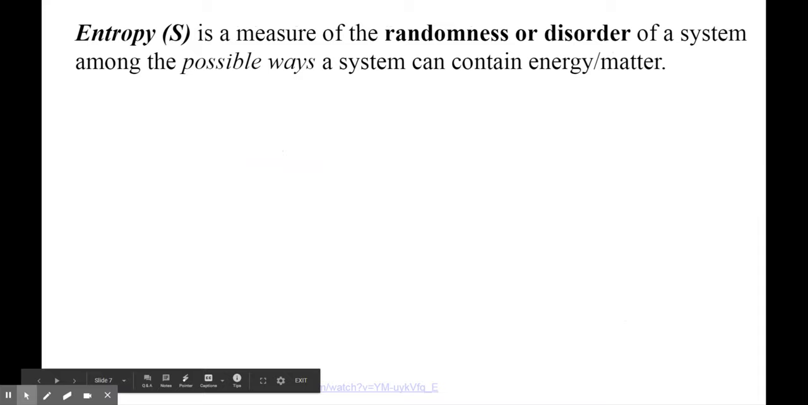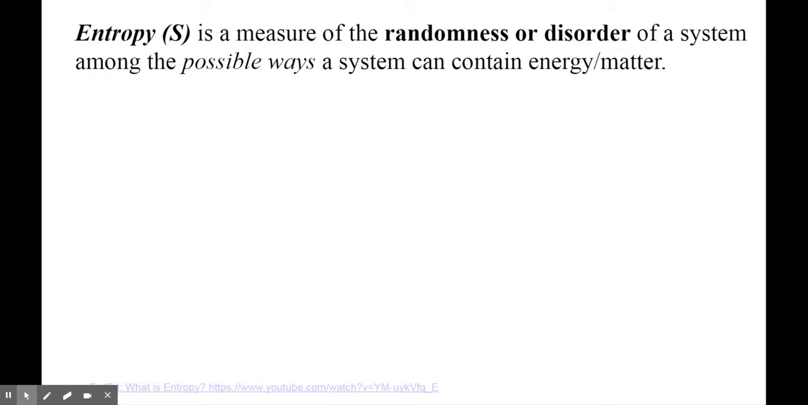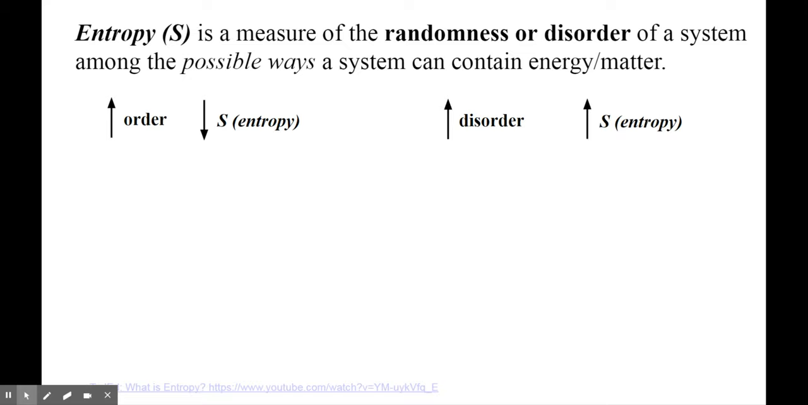So I've talked briefly about this before. It's a measure of randomness, disorder of the energy or matter in a system. You could think of it as all the different possible ways it could be arranged. So we say if the order goes up, then that means there is less entropy. But if disorder goes up, if it's more random and more chaotic, then that's an increase in entropy. And so we're always going to be talking generally about the change in entropy. So that's delta S.